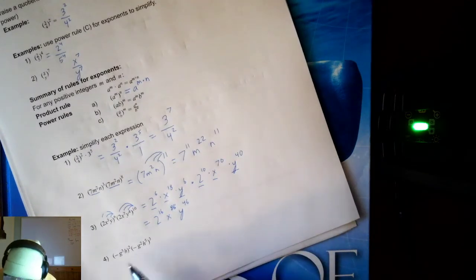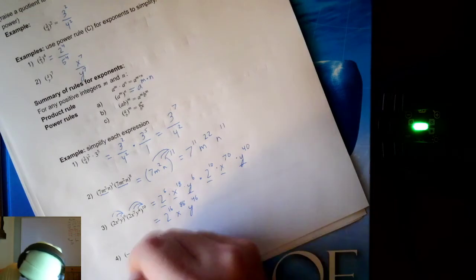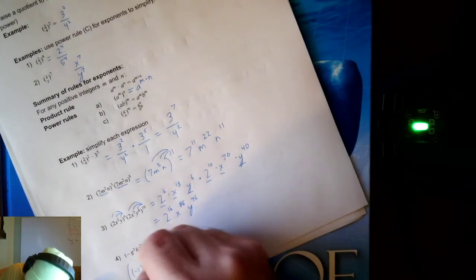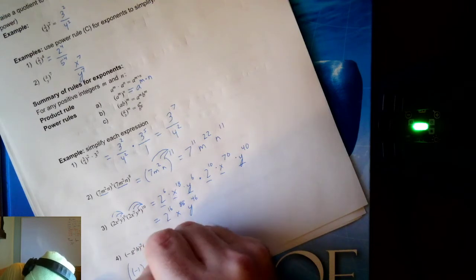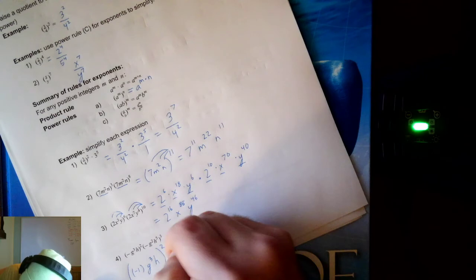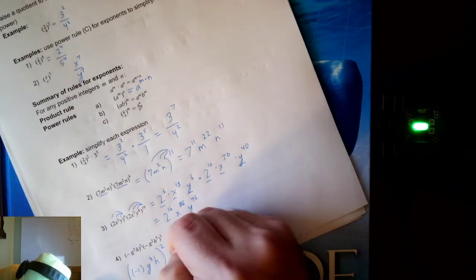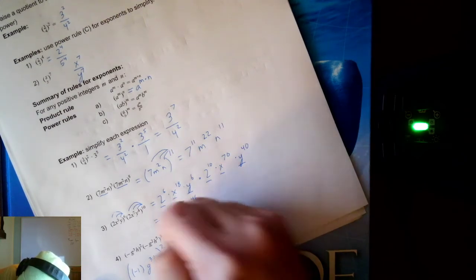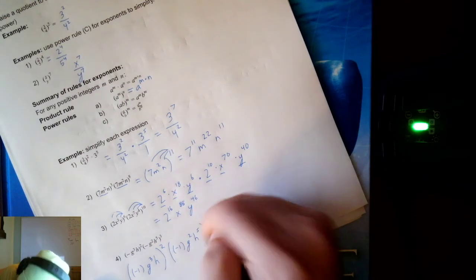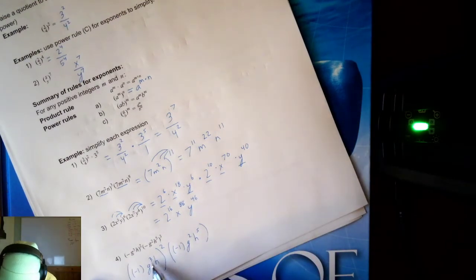Now, our last example, all negative signs. I'm going to immediately rewrite my whole problem. I'm going to make sure that that negative 1 is separated from that g cubed squared. And then here, same thing, right? I've got negative 1, g squared, h to the 5. Remember, this 3 does not affect the negative sign. It's separate. Same with this 2.